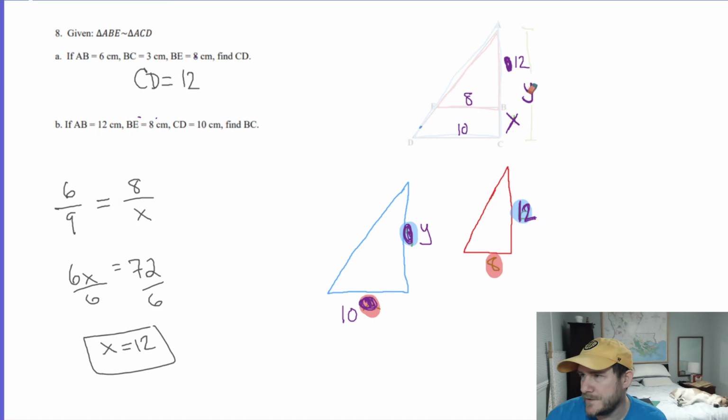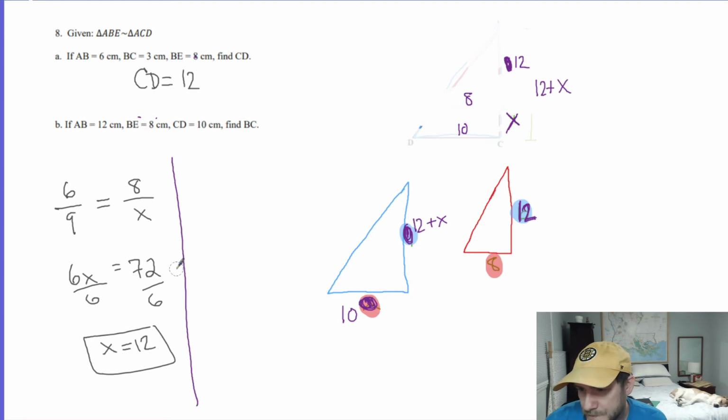I think I want to go ahead and just say that that vertical dimension there from top to bottom is 12 plus x. So that means this side of the blue triangle is 12 plus x. So now we can just write a proportion that has x in it. We can just solve for x directly. So I'm going to do that. Let me make room. We'll start again over here.